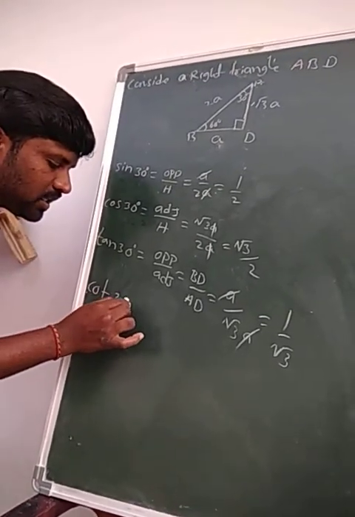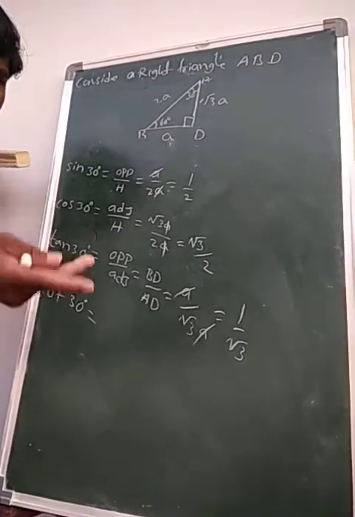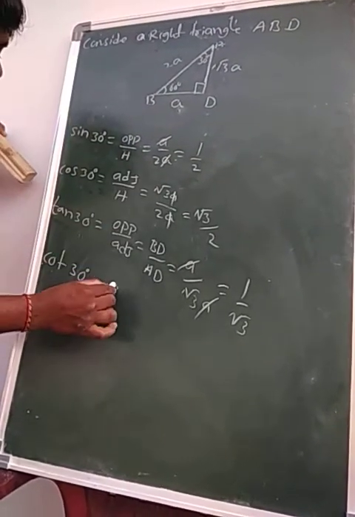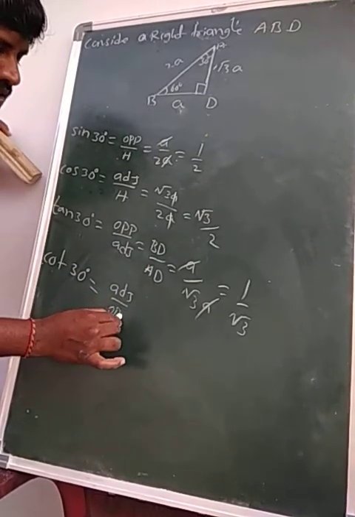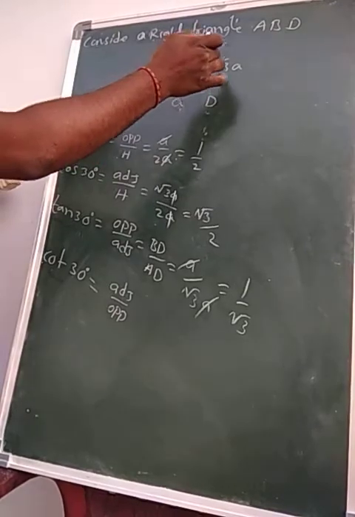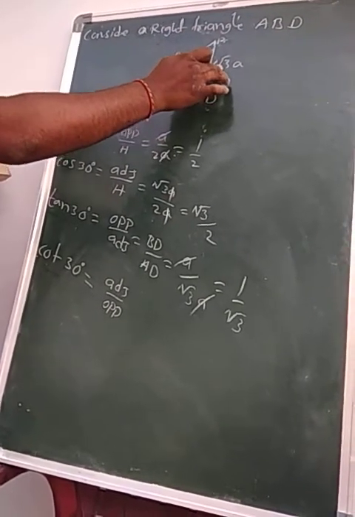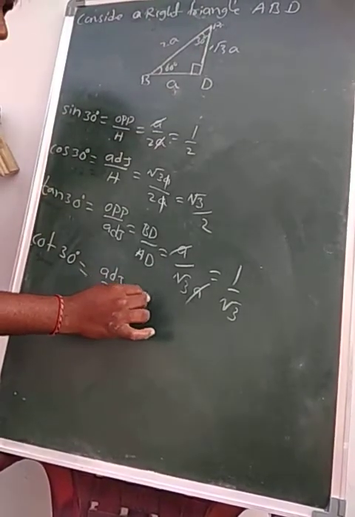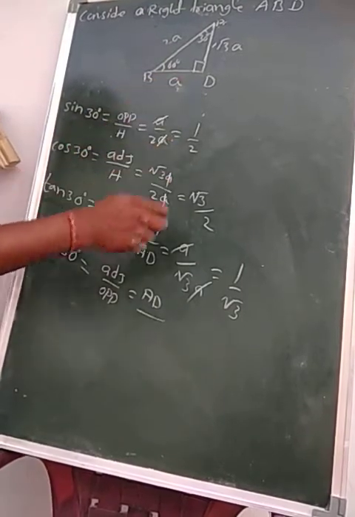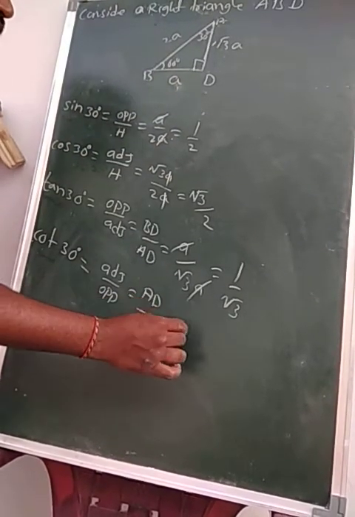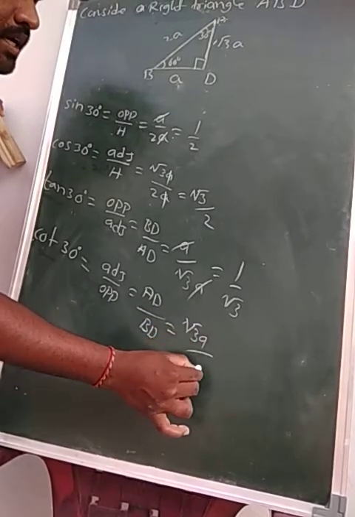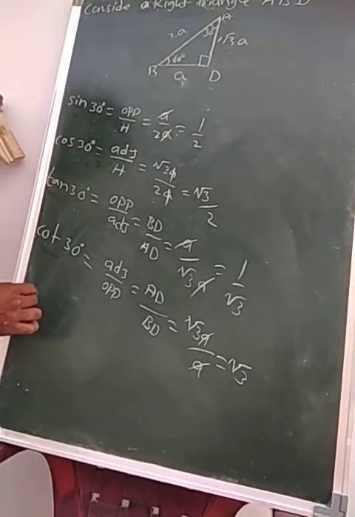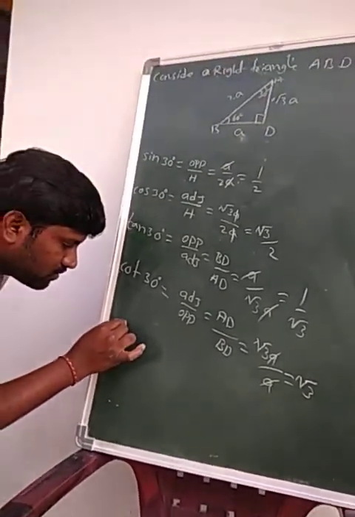Next, cot 30 degrees. Cot is the reverse of tan 30, so we can take it as adjacent by opposite. Cot 30 means the adjacent side of angle A by the opposite side of angle A. The adjacent side is AD, by the opposite side, that is BD. That equals root 3A by A. A cancels, so we get root 3.